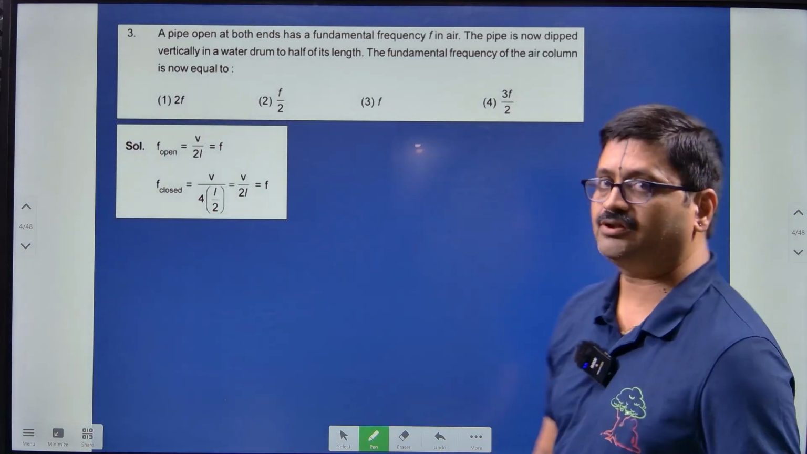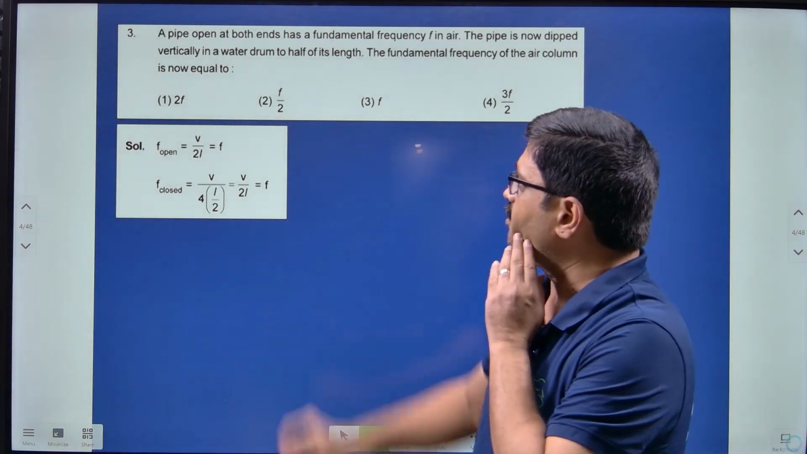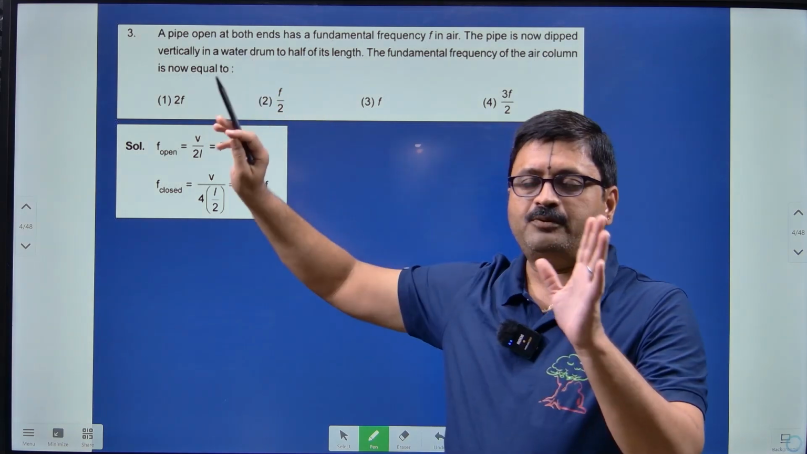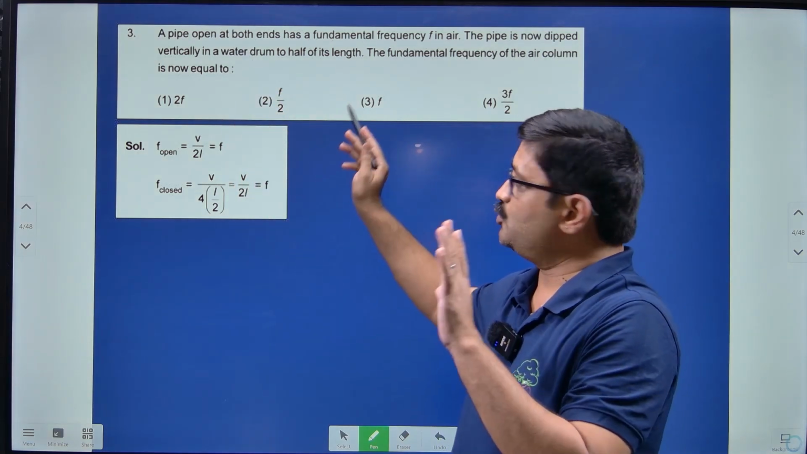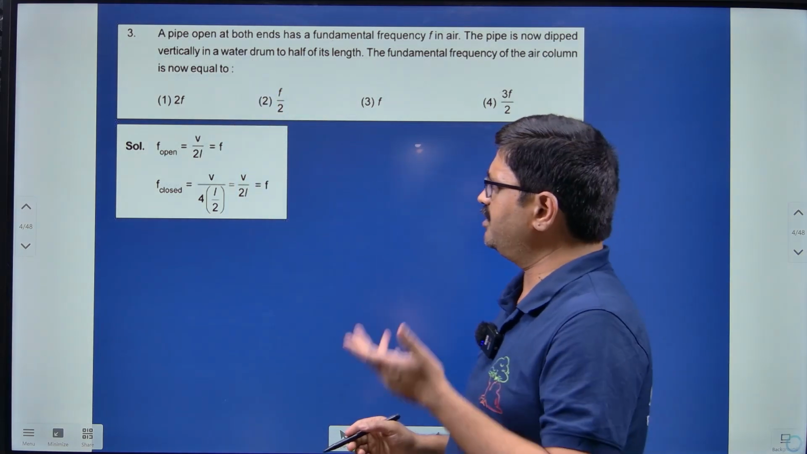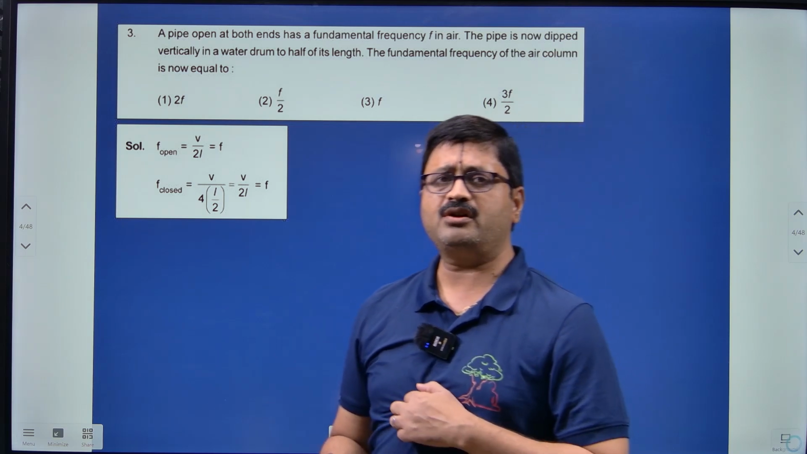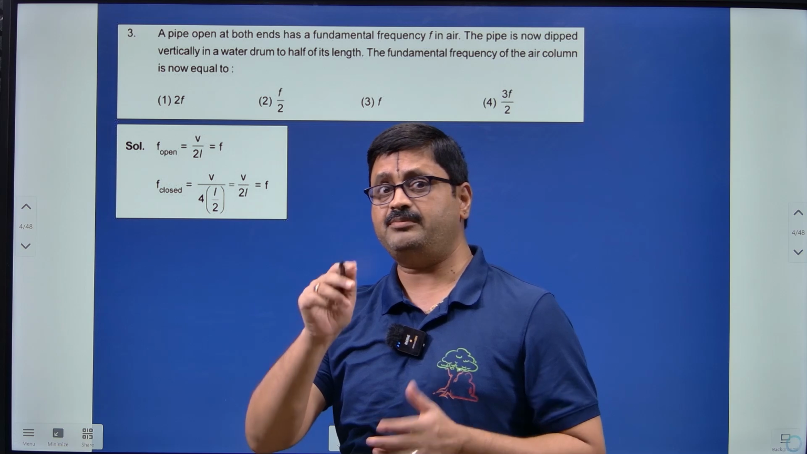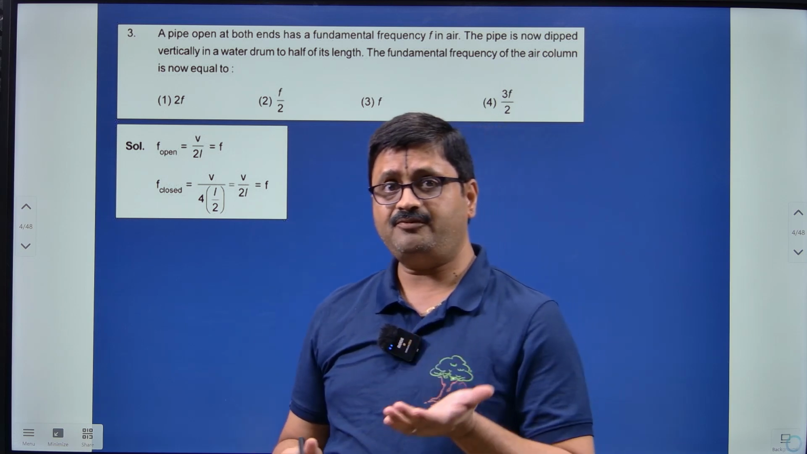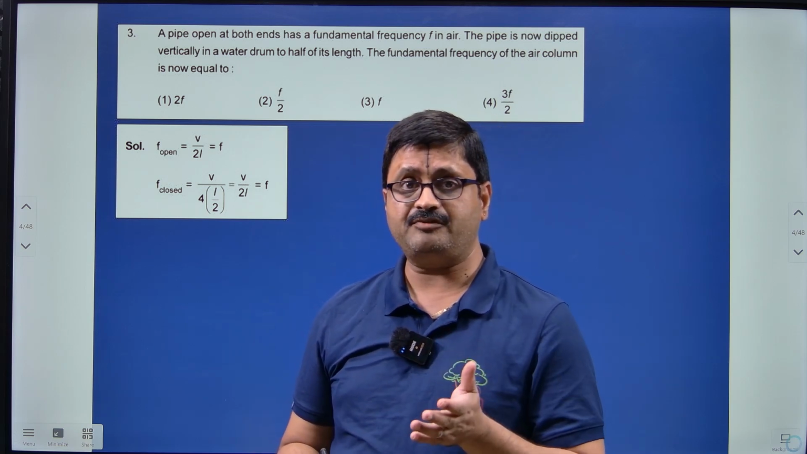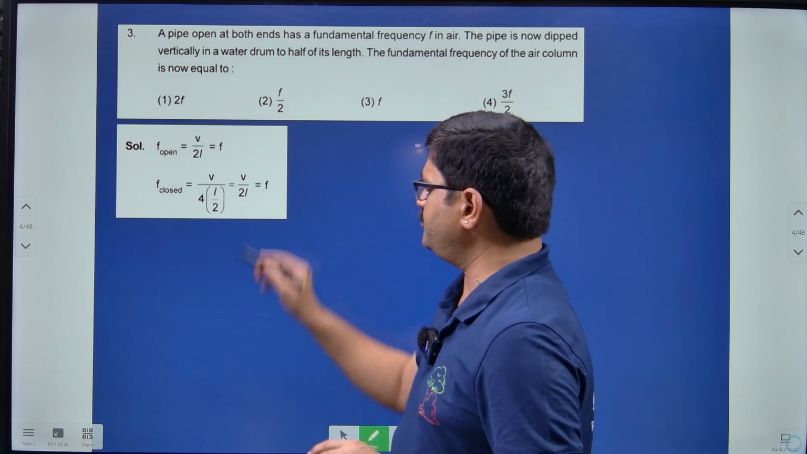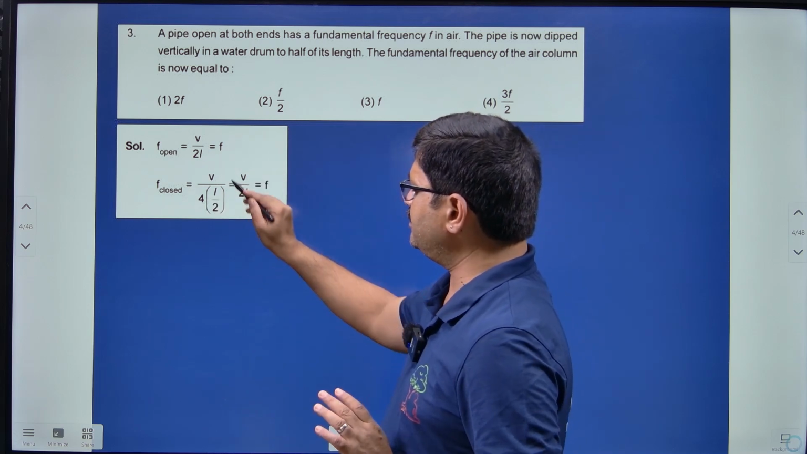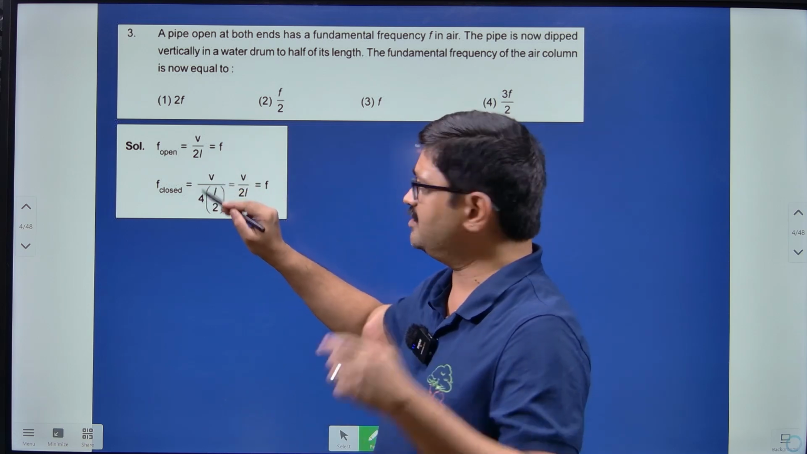Then moving on to the third question now. This is based on the comparison of an open pipe and a closed pipe, and we already know that the fundamental frequency of an open pipe is V by 2L. Similarly, for a closed pipe, the fundamental frequency is V by 4L. If you compare these two, we can clearly go ahead and get the answer here.